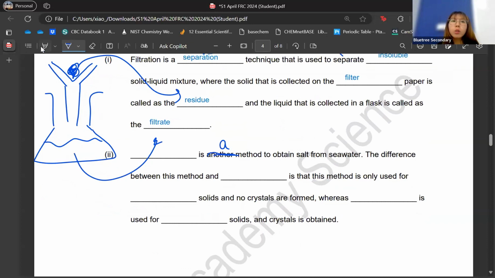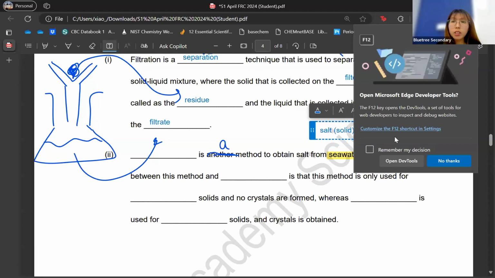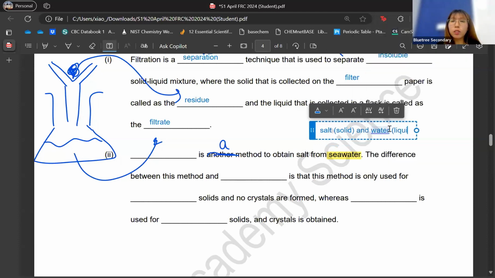So before you go on, what you should analyze is what kind of mixture salt from seawater is. Or to be specific, what type of mixture is seawater. The question has already given you a hint. I want to separate the salt from the seawater, and you should know, from your general knowledge and life experience, that seawater is made up of salt and water. Salt is a solid and water is a liquid, which means we are looking at a solid liquid mixture.